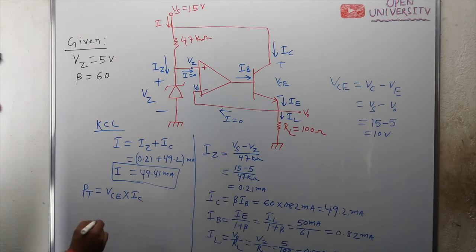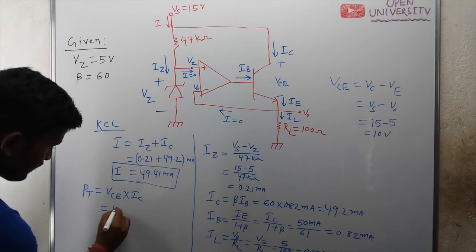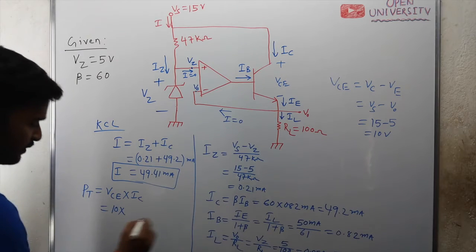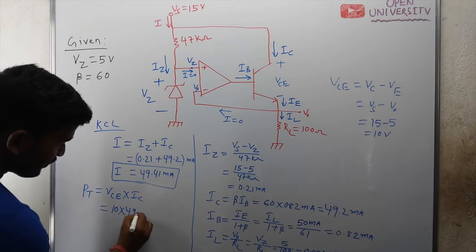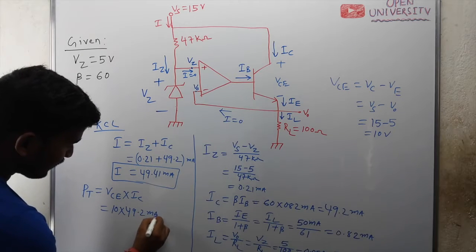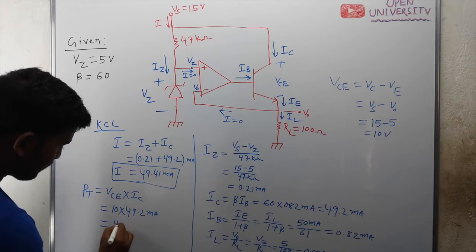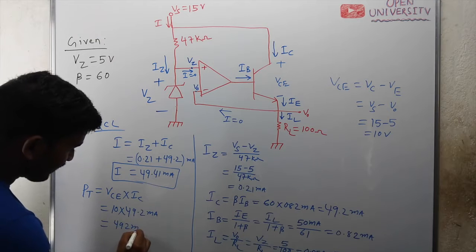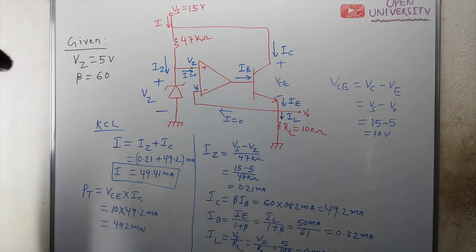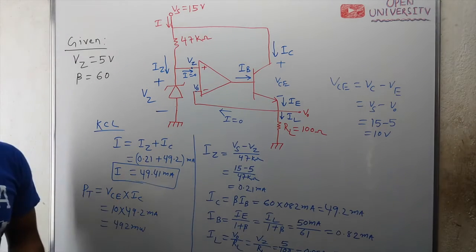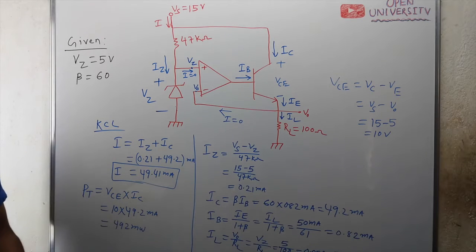So you can write 10 into what is the value of IC into 49.2 milliampere. You can write it as 492 milliwatt. Power dissipation through the transistor is 492 milliwatt.